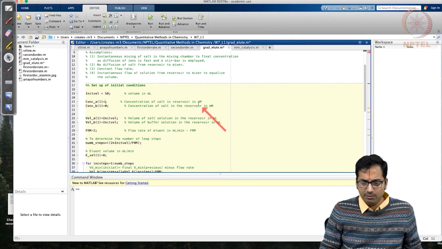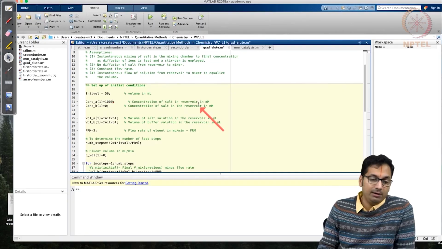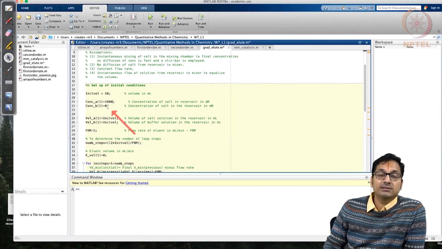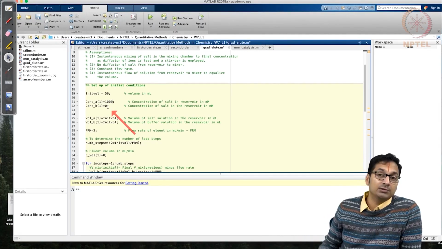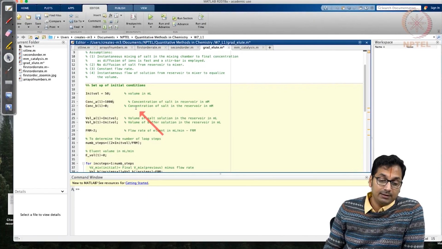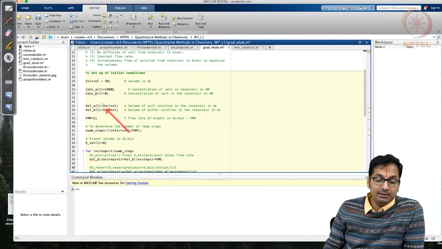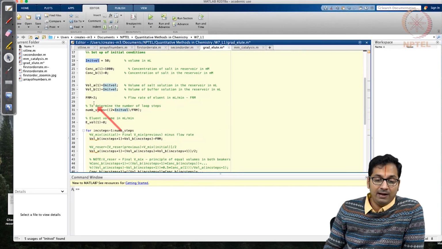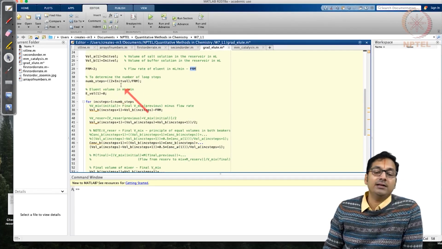We can write it in millimolar, so we can say 1000 millimolar, and then concentration in B. This is the reservoir from which the solution goes into the column, and then of course we are setting the initial volume in both of the reservoirs within a given variable, initial volume, and flow rate per minute, which is short-formed as FRM, is given as 2. In this case, it's 2 ml per minute, and then I'm calculating the number of steps.